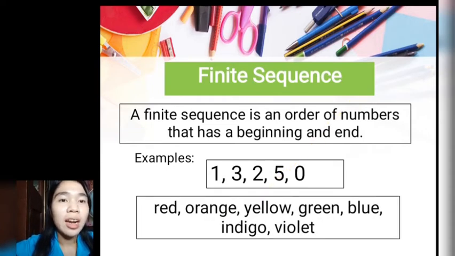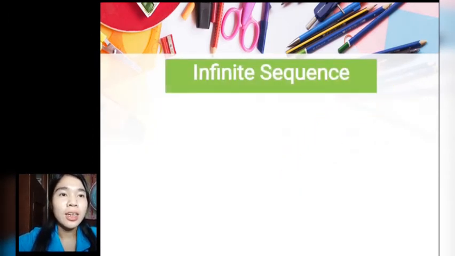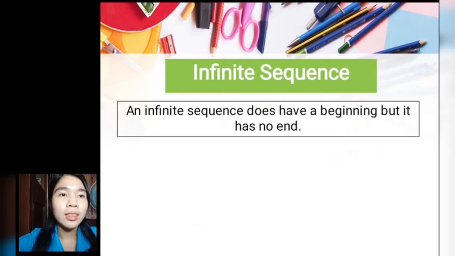Next, we have here red, orange, yellow, green, blue, indigo, and violet. So our beginning here is red and the ending is violet. Now, let's proceed to infinite sequence. So when we say infinite sequence, it does have a beginning but it has no end.